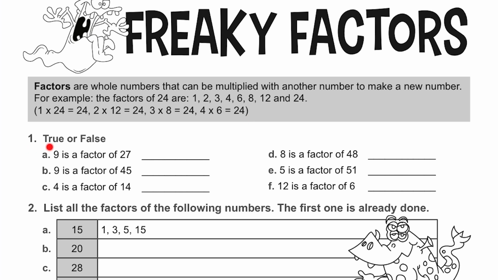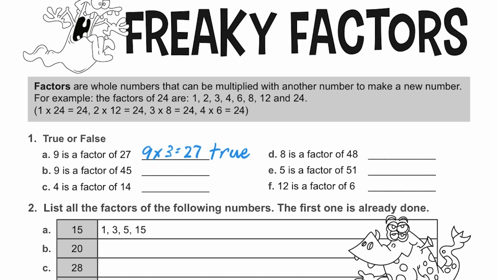The first question is true or false. A, is 9 a factor of 27? That means, can you multiply 9 by something to make 27? 9 times 3 equals 27. So the answer is true. 9 is a factor of 27.